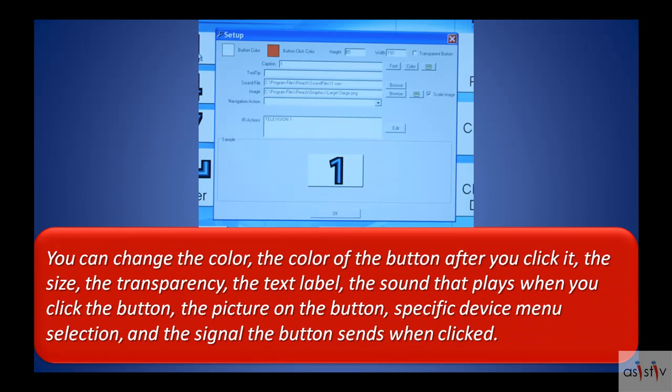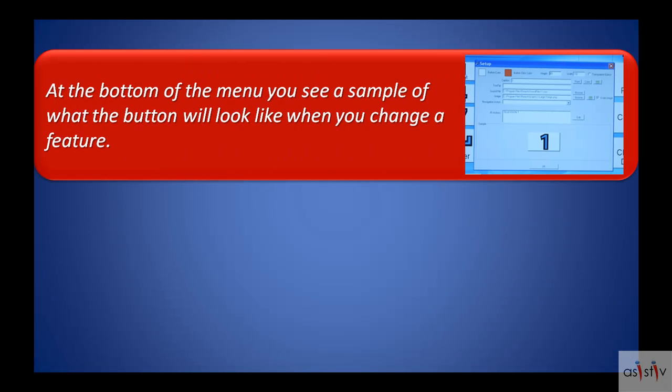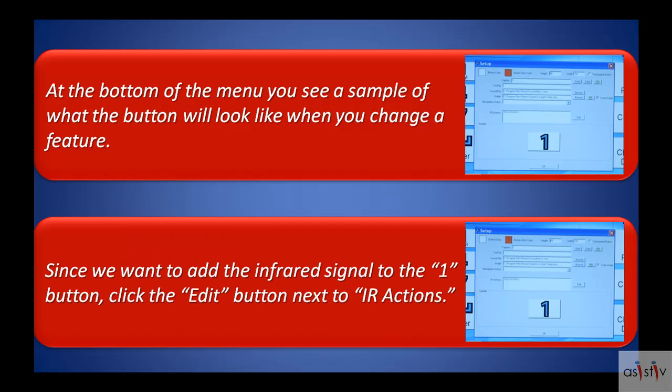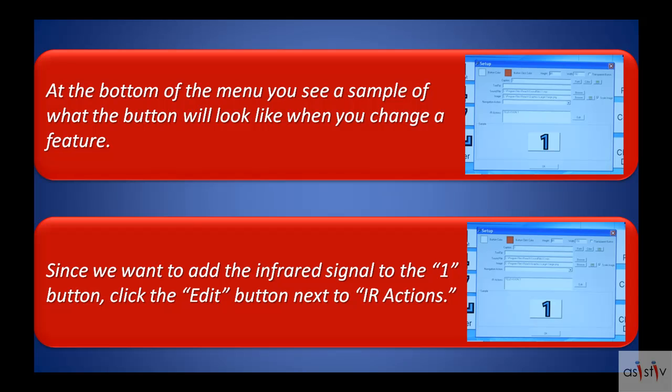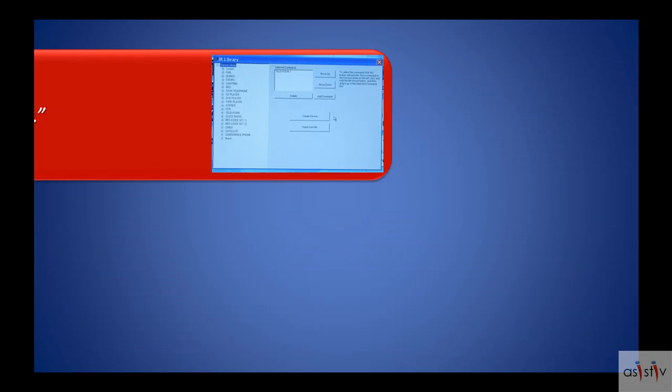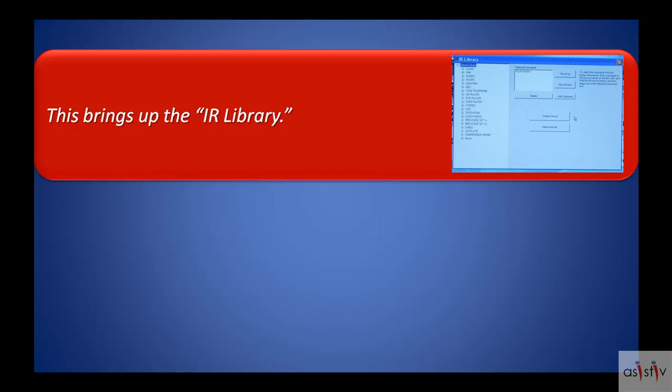You can change the color of the button after you click it, the size, the transparency, the text label, the sound that plays when you click the button, the picture on the button, specific device menu selection, and the signal the button sends when clicked. At the bottom of the menu, you see a sample of what the button will look like when you change a feature. Since we want to add the infrared signal to the 1 button, click the Edit button next to IR Actions. This brings up the IR library.